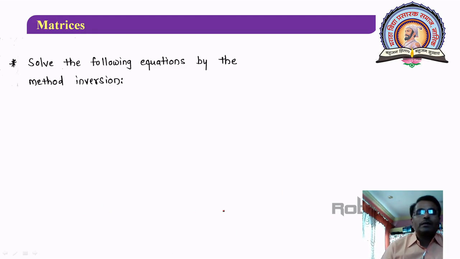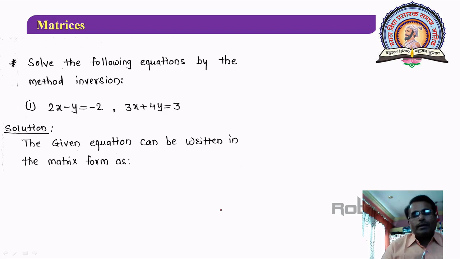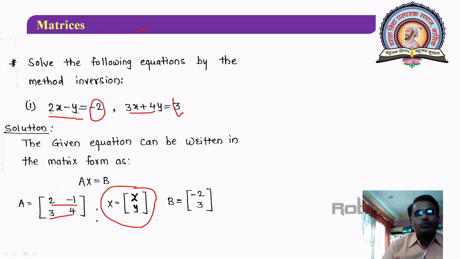Suppose we are considering here, for example, solve the following equations by the method of inversion. And the first example is a simple 2 by 2. See what happens with this. The given equation can be written in matrix form as Ax is equal to B. So A, that is the matrix of left hand side coefficients. What are the left hand side coefficients in the first row? 2 and minus 1, they are appearing here. 3, 4, they are appearing here. X, Y, that is the matrix of variables, and the right hand side constants are minus 2, 3. So that will be your next consideration.